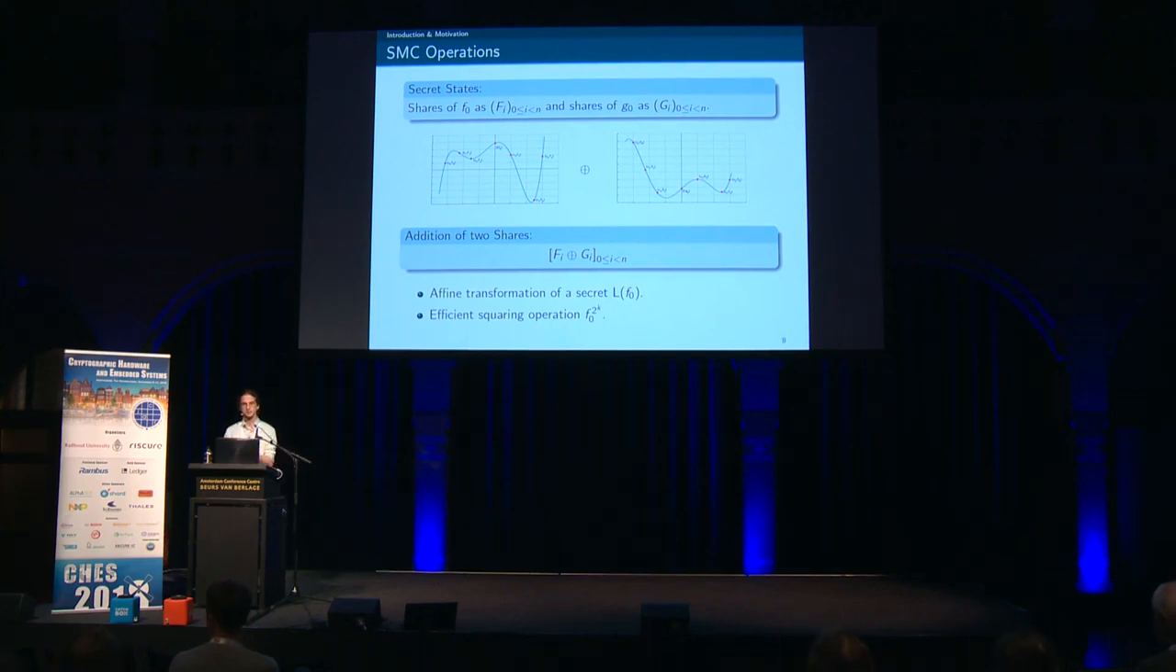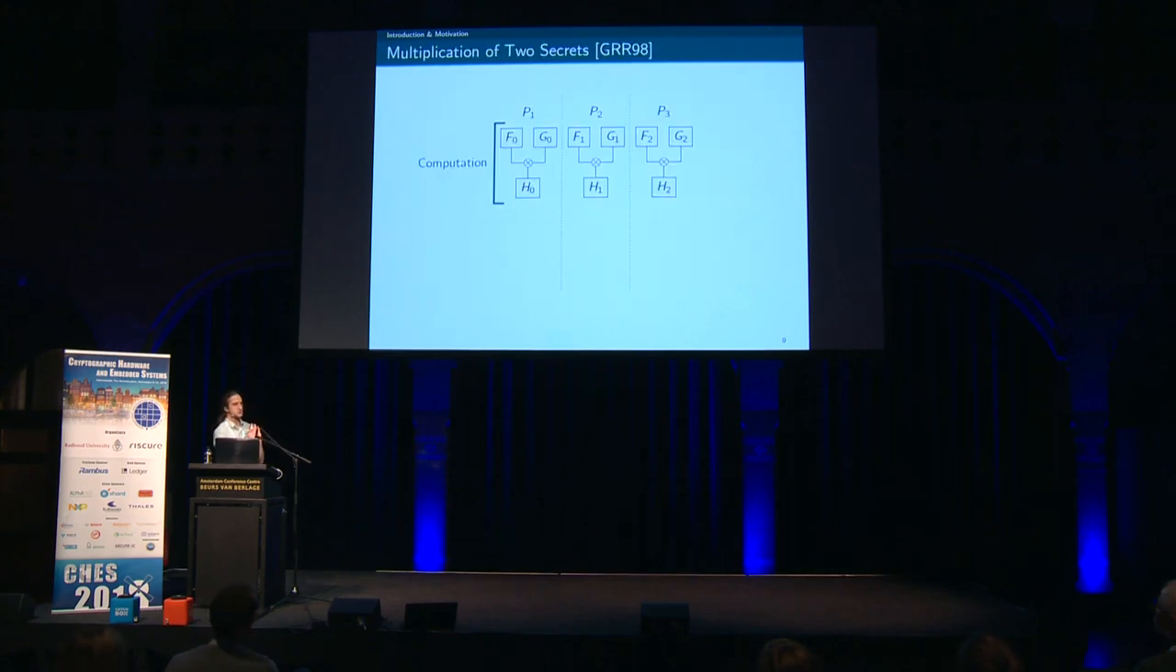As I told you, we will just stick with the points, so we need to define the operations using the points. In the simplest case, if you would like to do addition, when we add 2 secrets, we just need to add the shares of each player. So we can easily define the affine transformation, but the most interesting case is the multiplication.